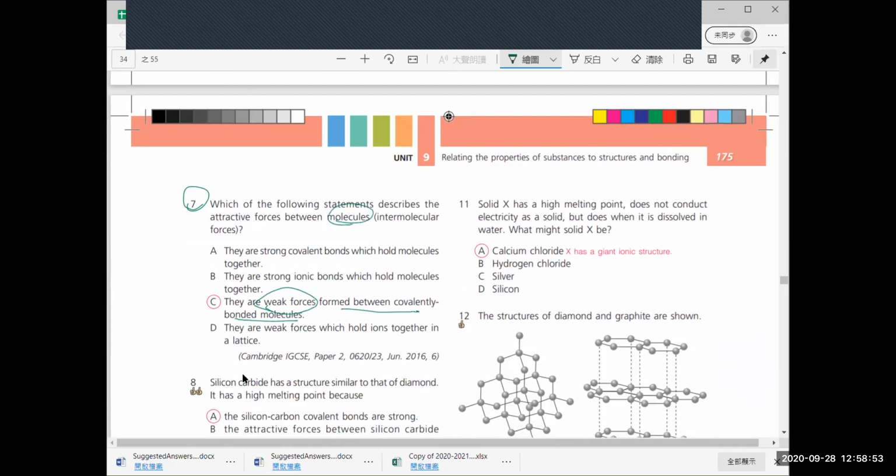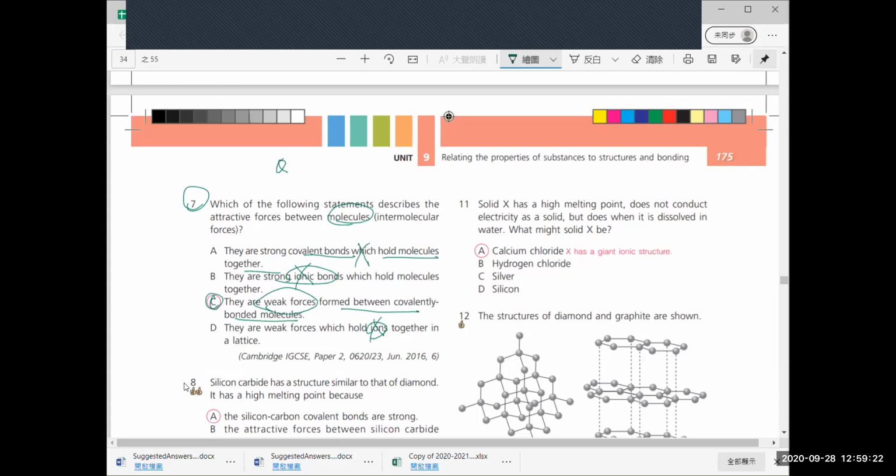Whenever you talk about molecules, we don't want to talk about holding the molecules together. Okay, no. Holding atoms in the molecules is not correct. Strong ion bond, no such. Holding ions is not correct. Okay, question 7, the answer is C. Now you take a look at some other questions.